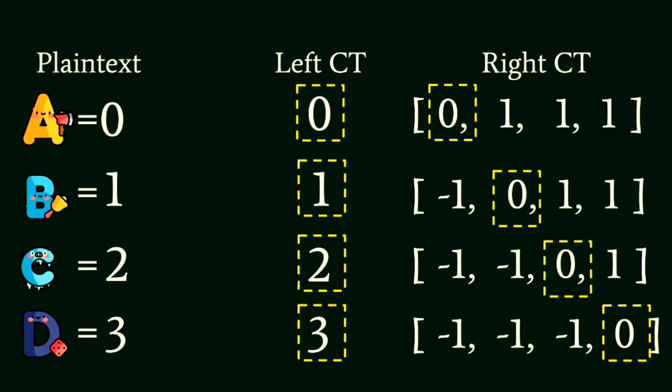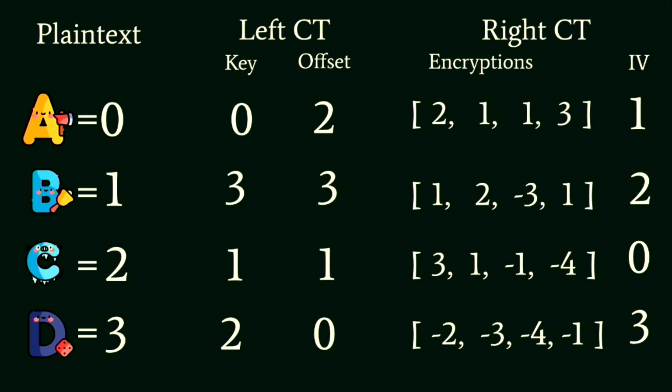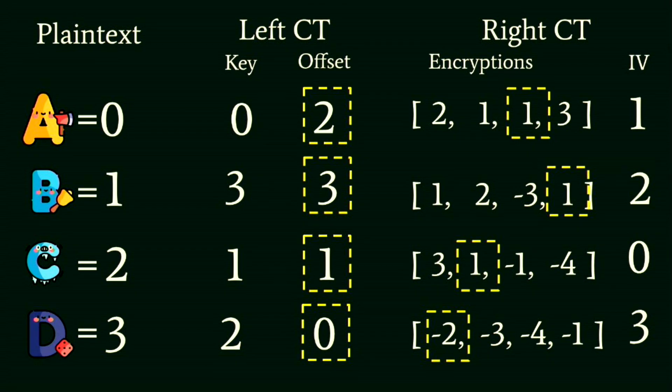So our table looked like this before, and now after we've used our shuffle key and our hash key, it's all a bit jumbled up and we've got some new attributes. Our left ciphertext now has the key and the offset. And our right ciphertext still has our comparison results, but they're a bit jumbled and encrypted, and we have an initialization vector stored in our right ciphertext. And these are the new locations of our comparison results where the left and right ciphertext are equal.